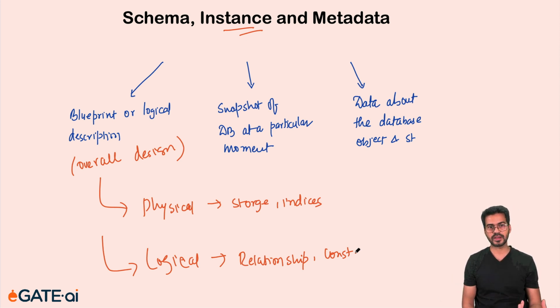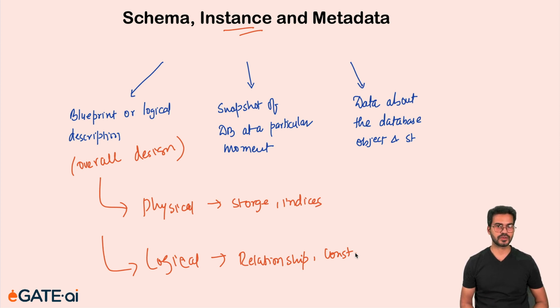Just to revise, schema talks about overall design, like it's a blueprint of the database. It talks about all the information of the database from the logical layer, like logical description, not the physical. Instance is snapshot of the database at a particular moment, and metadata is data or information about database objects, structure, and all other things like tables, relationships, everything. So this is the basic definition of these three terms.